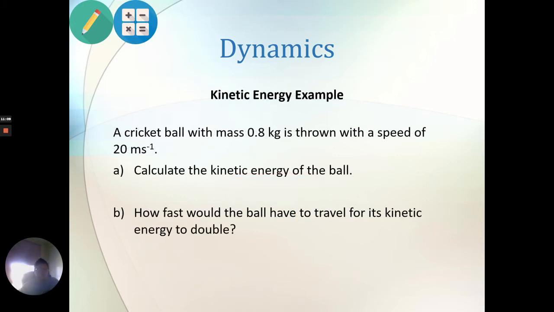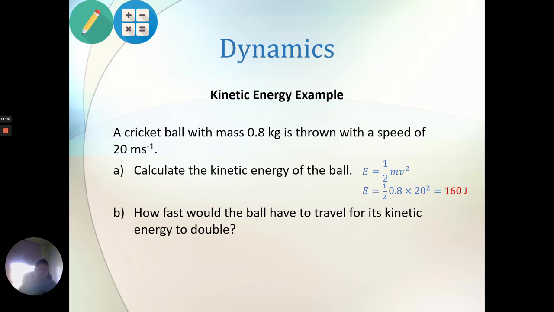A cricket ball with mass of 0.8 kilograms is thrown with a speed of 20 meters per second. Calculate the kinetic energy of the ball. So we write the equation, E equals a half mv squared. We substitute in the numbers and we get out kinetic energy of 160 joules.